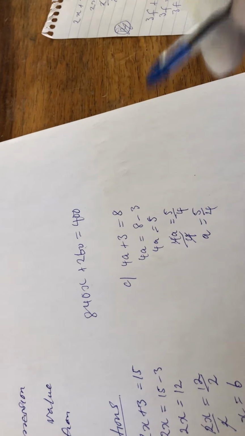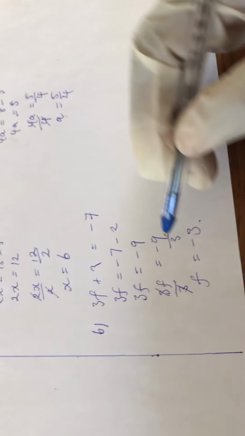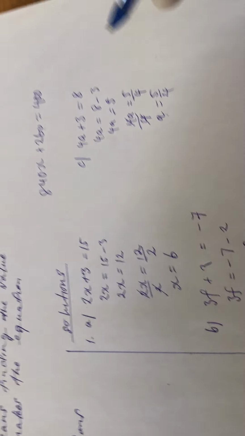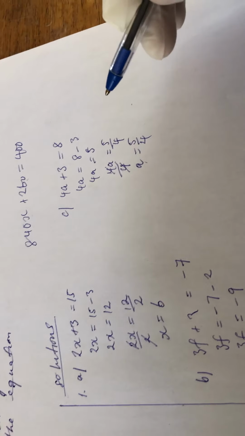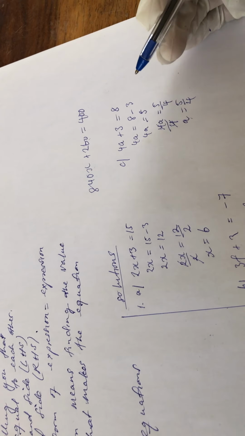Every time you solve, you want the letter to be alone. You want the variable to be alone. You don't want the number next to the variable. You want it to be alone. Okay? So that is that.